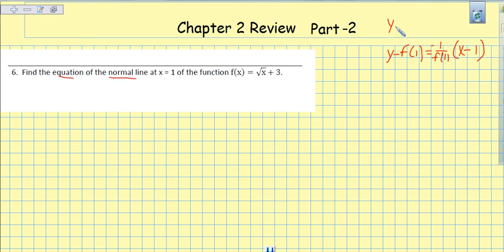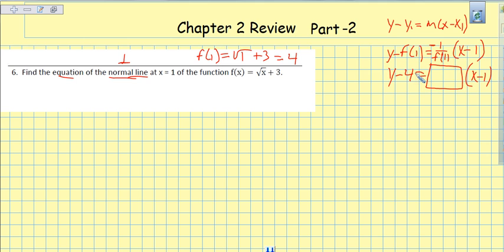So we have y minus y1 equals m times x minus x1. And remember, it's the opposite reciprocal for the normal line, or the perpendicular line. So let's go ahead and find what f of 1 is equal to. It would be the square root of 1 plus 3, which equals 4. So we have y minus 4, and x minus 1. We'll come back to this in a bit.